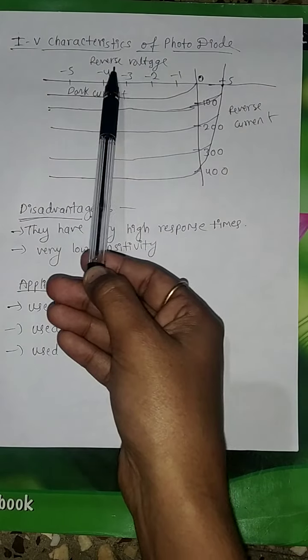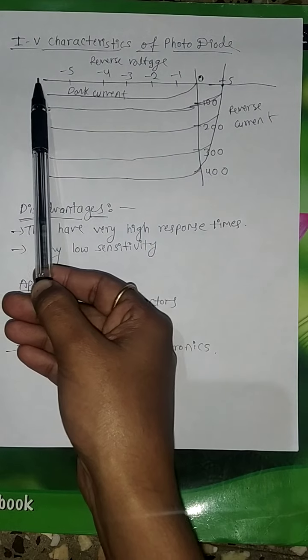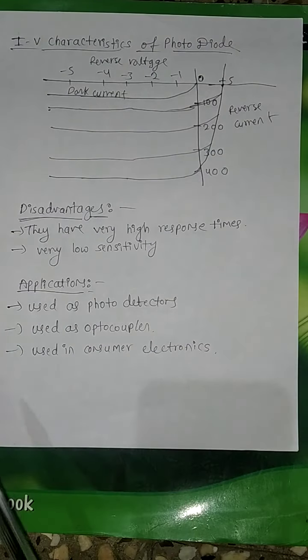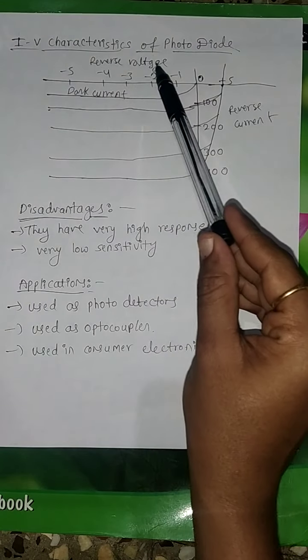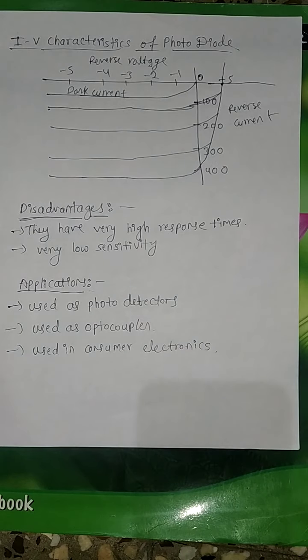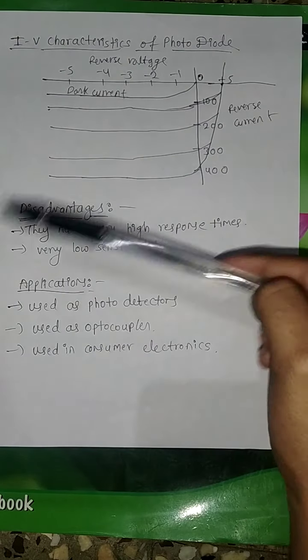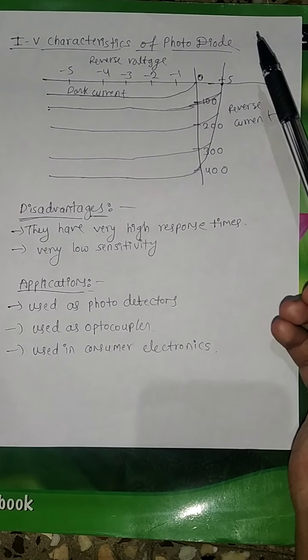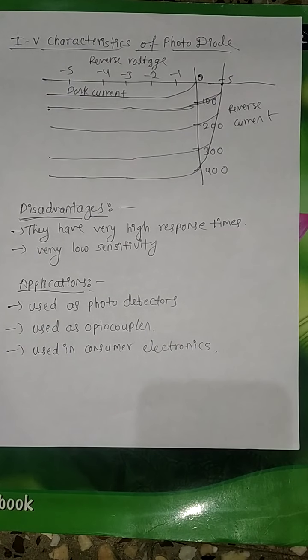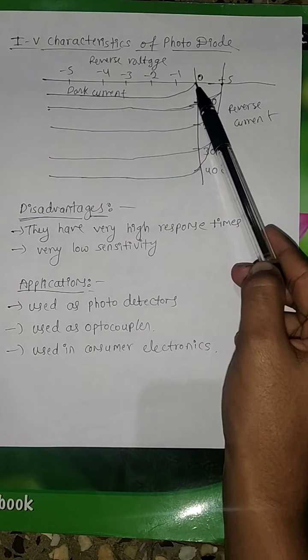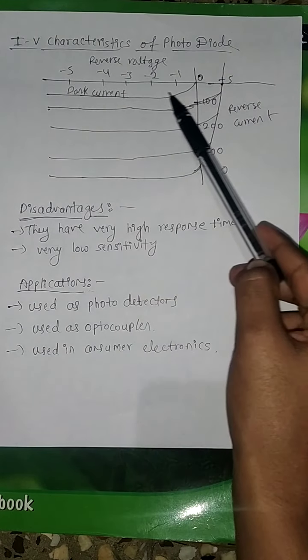So see here, voltage we have taken in a negative manner and the reverse current is also taken in a negative manner. It is operated in reverse mode. Okay, so that's why we take reverse voltage and reverse current. Now these are certain values. See, when there is no light, as I said, some current will be there in the circuit. That one we call as what? Dark current. So this will give the dark current value.